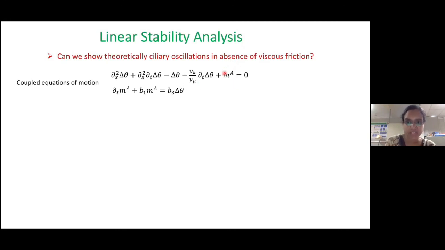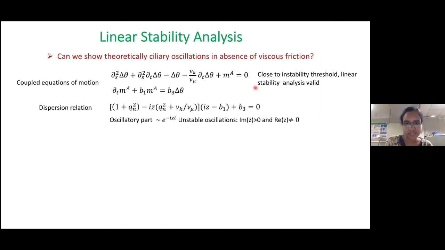And so I need a constitutive equation for the active moment. I've chosen the simplest constitutive equation for the active moment, which is first order in time and related to the sliding displacement. So B1, which is a constant, characterizes the autonomous dynamics of the active moment, and B3 characterizes the feedback it gets from the sliding of the filament. So this is a coupled equation of motion.